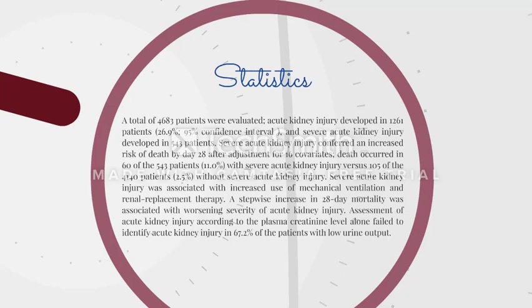A stepwise increase in 28-day mortality was associated with worsening severity of acute kidney injury. Assessment of acute kidney injury according to the plasma creatinine level alone failed to identify acute kidney injury in 65.2% of patients with low urine output.